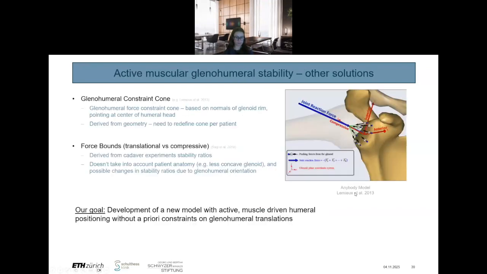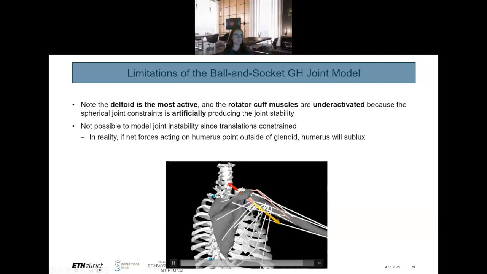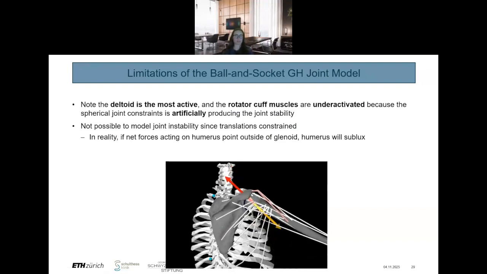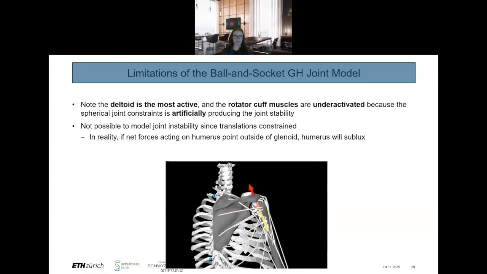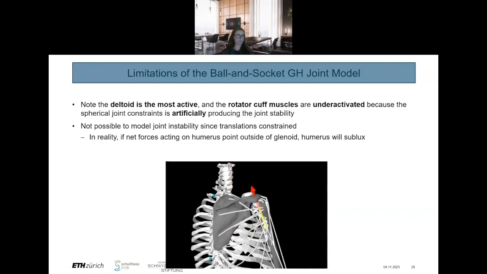So because of this, we're also getting underestimation of the rotator cuff muscles. So here the deltoid is doing most of the work, and it's stabilized just by the simulation joint, where in reality the rotator cuff muscles should be pulling the joint into the socket to stabilize against the action of the deltoid.